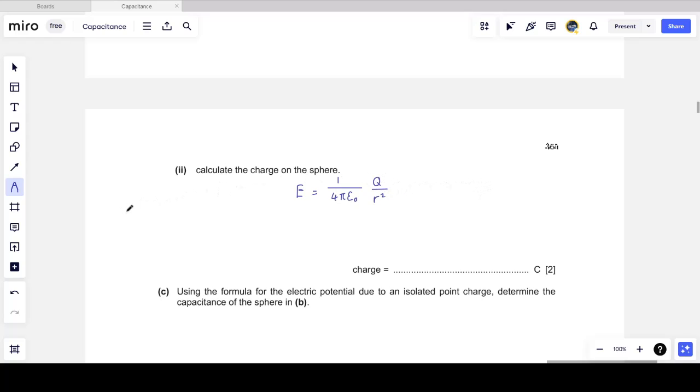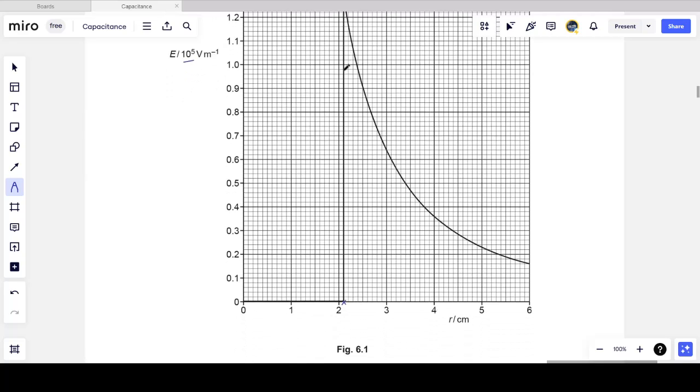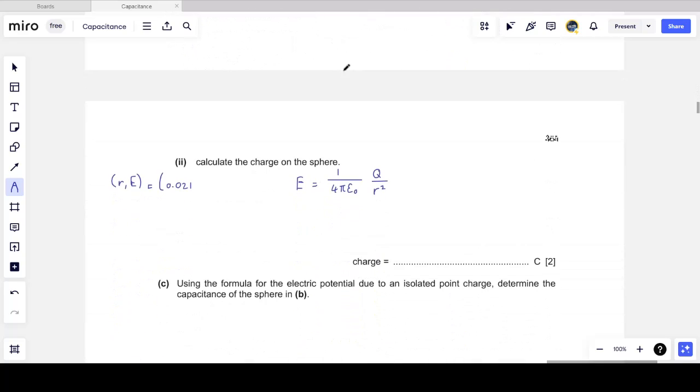So what I need to do now is find a value for r and a value for E. Well, luckily for me, I have a whole graph of values to choose from, so I'm just going to take a random point in the graph. I'm going to take a point where r is 0.021. So I'm going to use the maximum value of the electric field strength, the one we just spoke about. So when we are at 2.1 centimeters or 0.021 meters, the electric field strength, as we've seen, is 1.3 times 10 to the power 5.